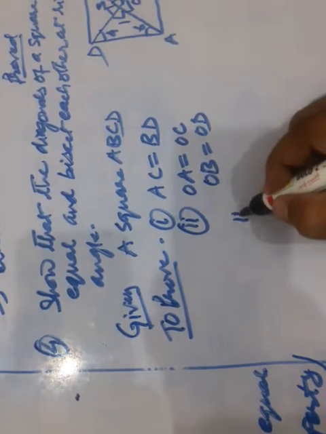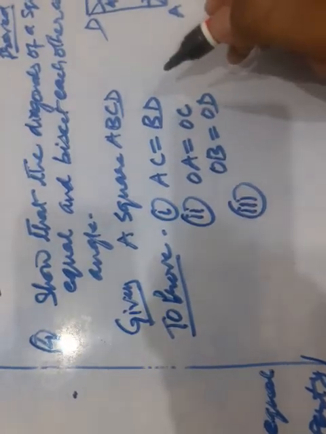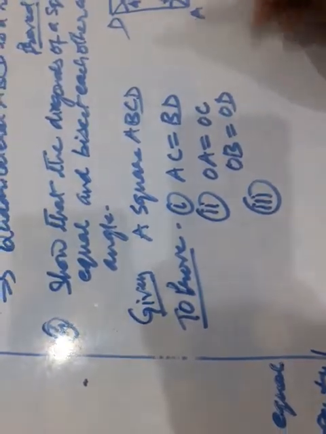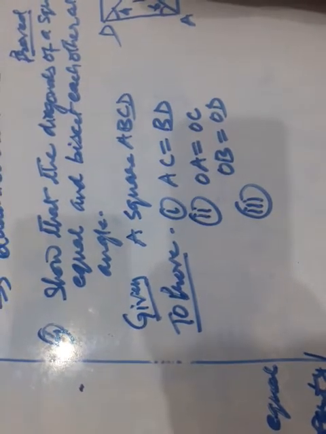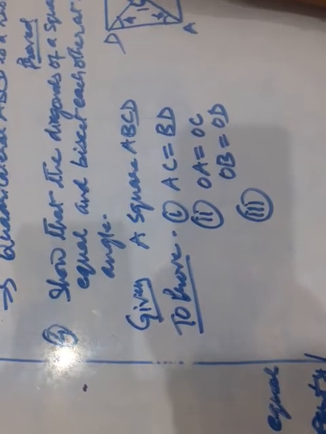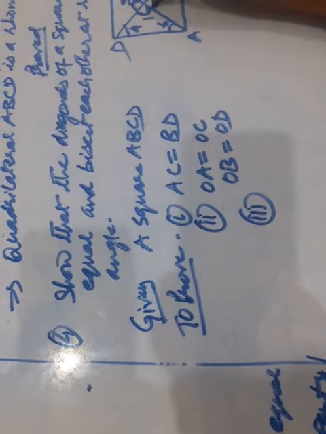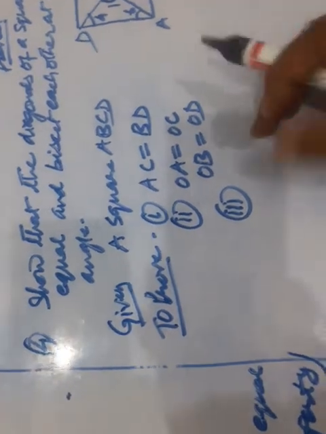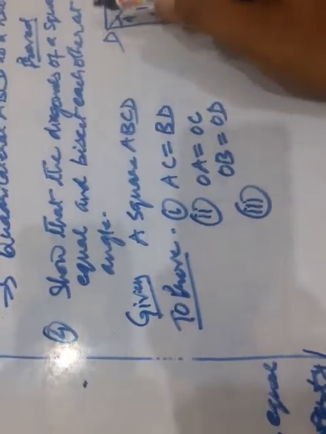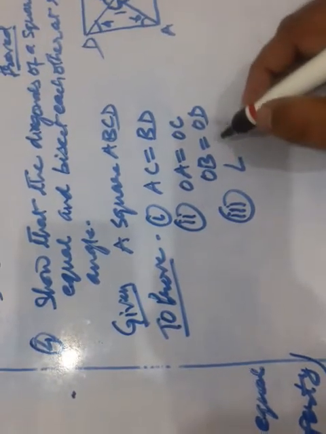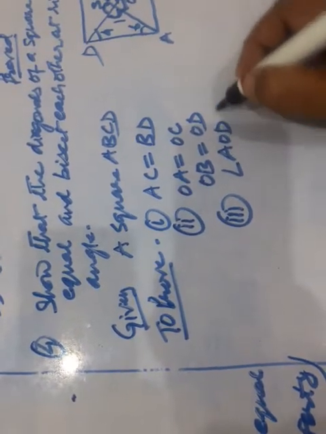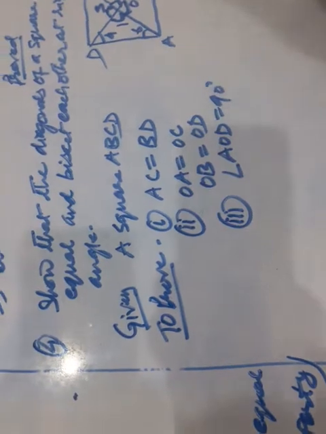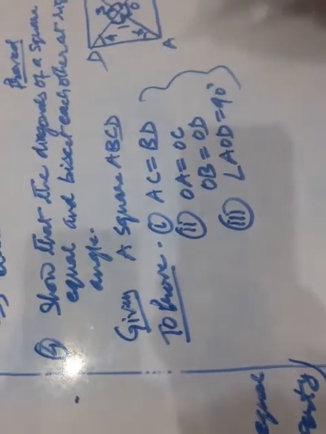Now the third point is also there. That is angle AOD. It is not given that they are 90 degrees, that we have to prove, children. Angle AOD equal to 90 degrees, that is one of the angles. These three things we have to prove, children.